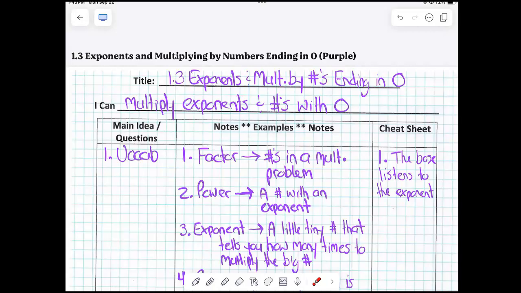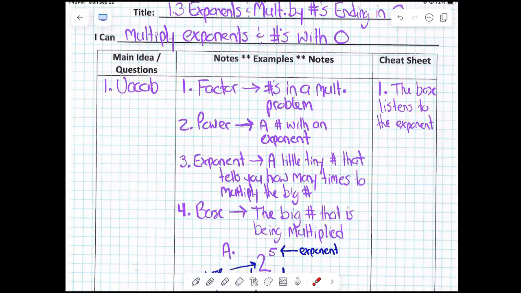I should say purple pot. I forgot again. We are doing 1.3 exponents and multiplying by numbers ending in 0. Can you multiply exponents? Yes. Can you multiply with numbers ending in 0? Yes. All right, we're going to skip the first word, factor, because we've already talked about it.